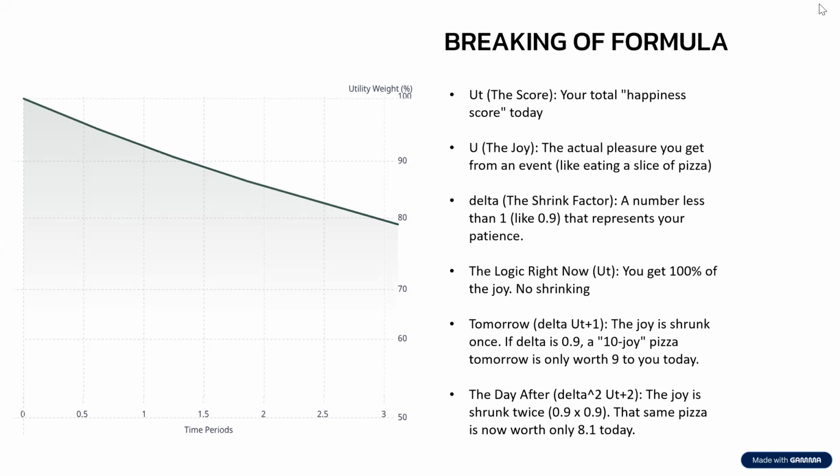The logic: right now, that is U_t. You get 100% of the joy, no shrinking. Tomorrow, delta times U_t+1. The joy is shrunk once. If delta is 0.9, the joy you get from eating a pizza tomorrow is only worth 9 to you today. And lastly, the day after, delta squared times U_t+2, the joy is shrunk twice, 0.9 by 0.9. The same pizza is now worth only 8.1 today. That's how the utility diminishes.